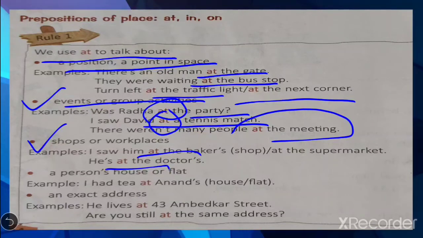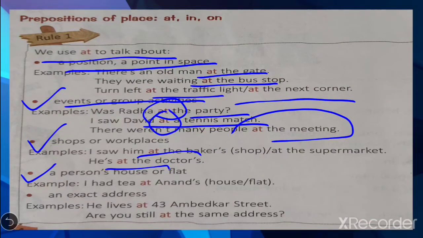Workplace, doctor's. Now number 4, a person's house or flat. For example, I had tea at Anand's house or flat. It is one particular place of a person, house or flat.